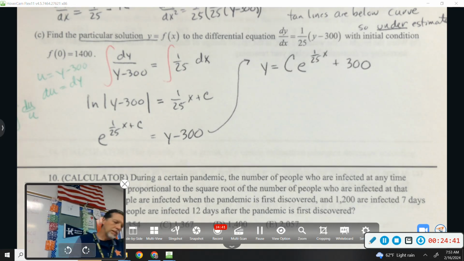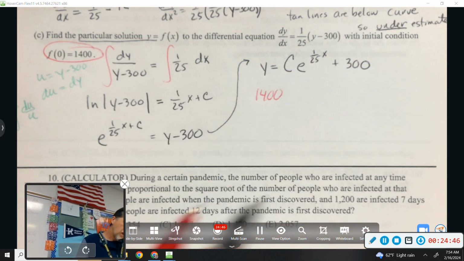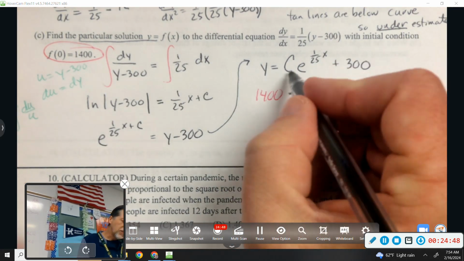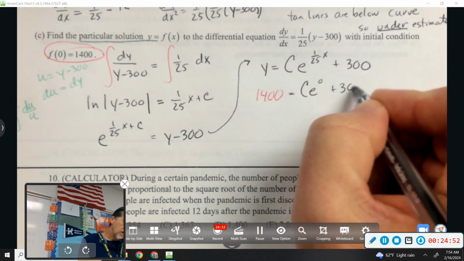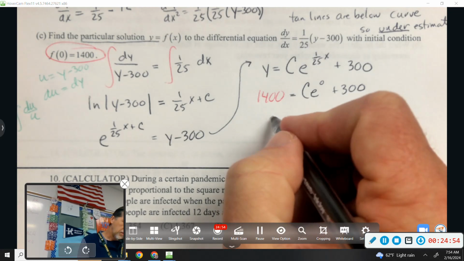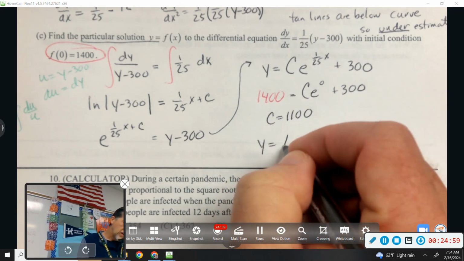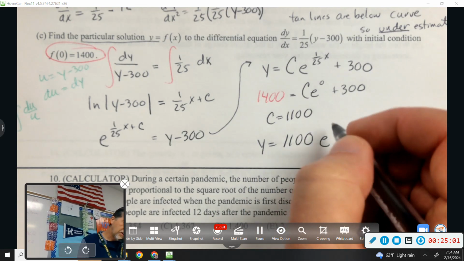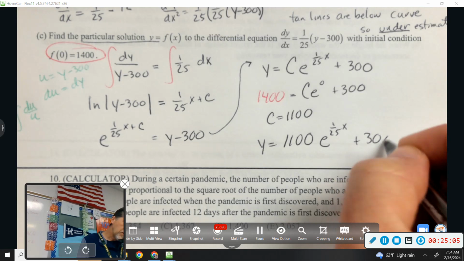Alright, now let's use the initial condition. Be careful, c is not going to be 1400 for this problem, though. C is going to be 1100. So y equals 1100 e to the 125th x plus 300.